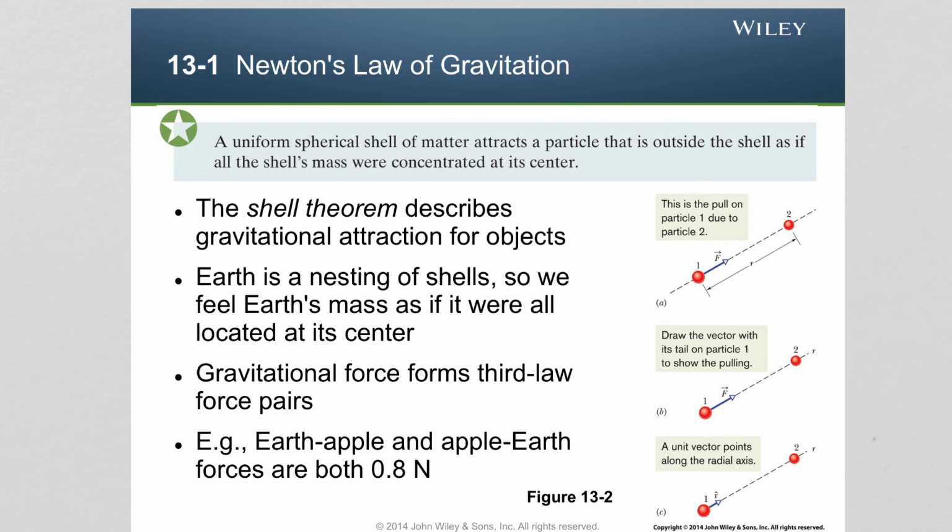According to the shell theorem, Earth can be thought of as a nest of shells, one within another, and each shell attracting a particle outside Earth's surface as if the mass of that shell were at the center of the shell. Thus, from the apple's point of view, Earth does behave like a particle, one that is located at the center of Earth and has a mass equal to that of Earth. So let's see exactly how this shell theorem works.